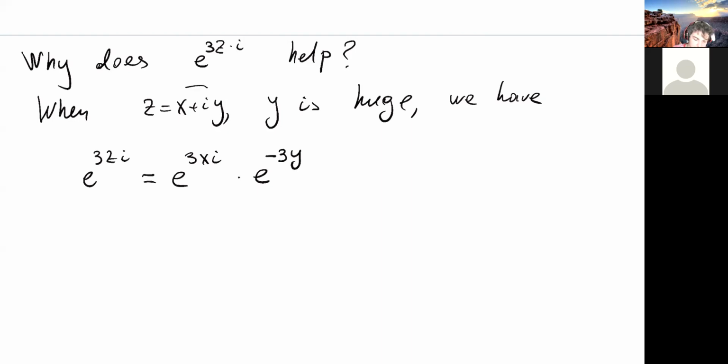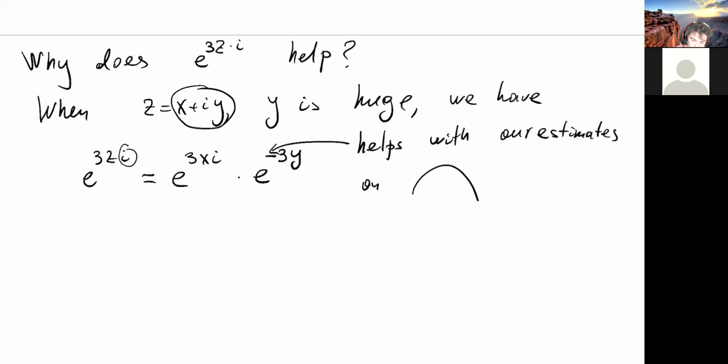Okay, so I take z and I multiply it by i. So i times iy is minus y. So I have minus 3y. And this helps with our estimates on this part of the contour.